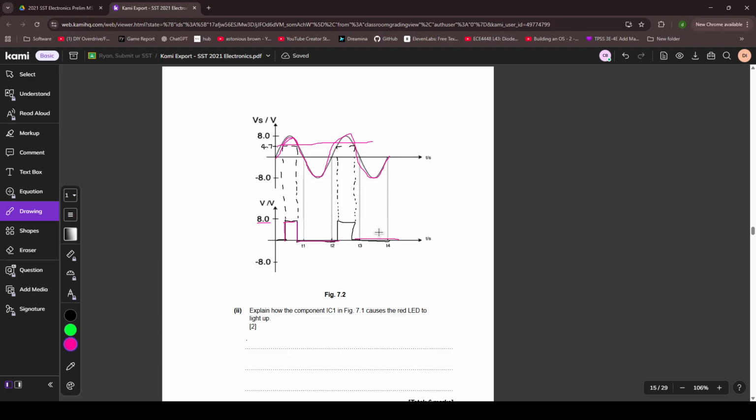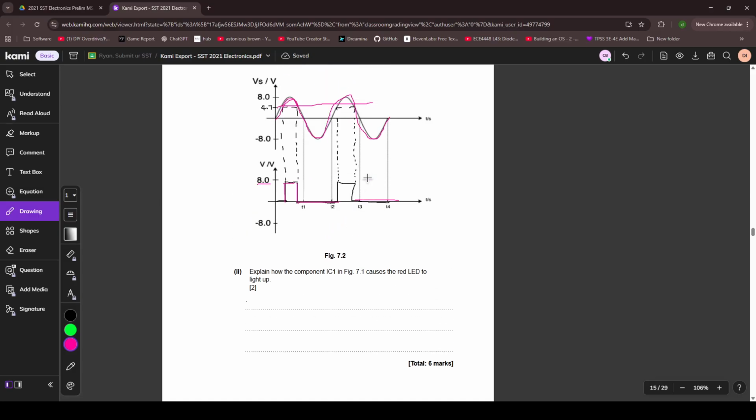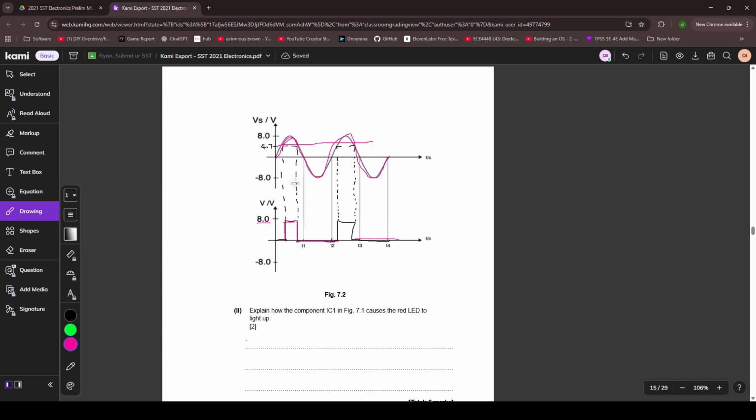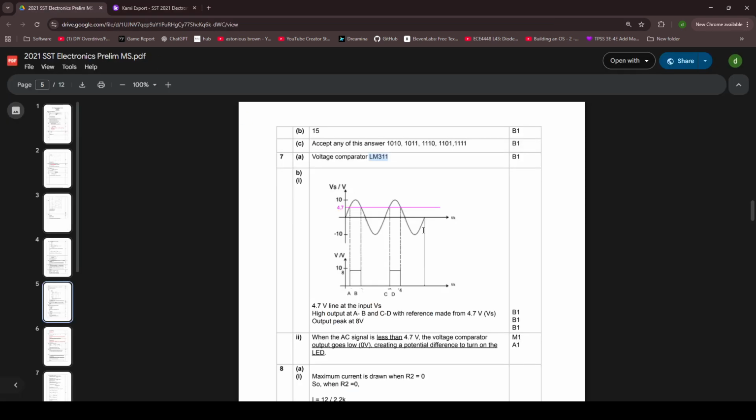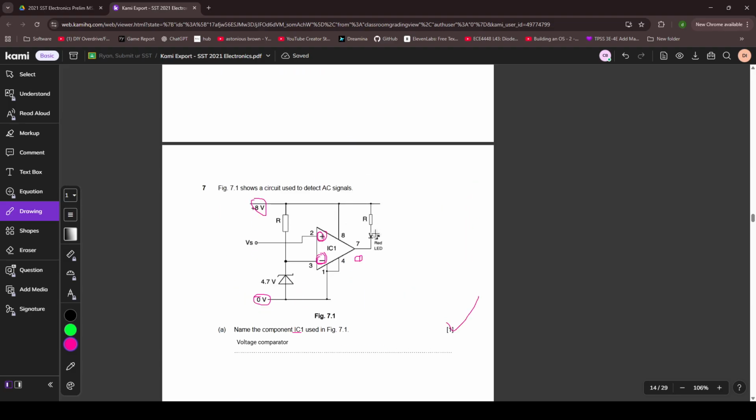Explain how the component in figure 7.1 causes the red LED to light up. And then you just didn't say anything. So, how does the question go at this? When the AC signal is less than 4.7 volts, the voltage comparator output goes low, creating a voltage difference to turn on the LED. Oh, wait a second. Oh, it's a pull-up. Oh, crap. Okay. Oh, I didn't see this.